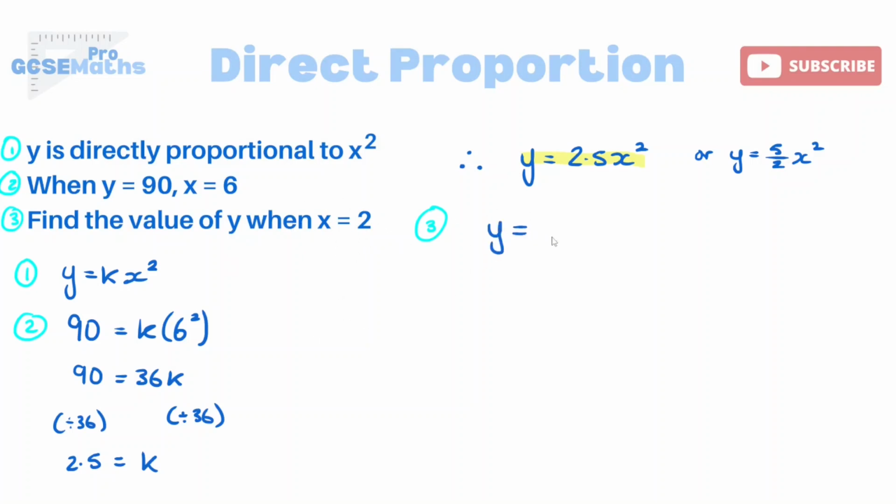So I've got y equals 2.5 times by 2 squared. Okay, well 2 squared is 4, isn't it? 2.5 times 4 is 10. There we go, y is 10.